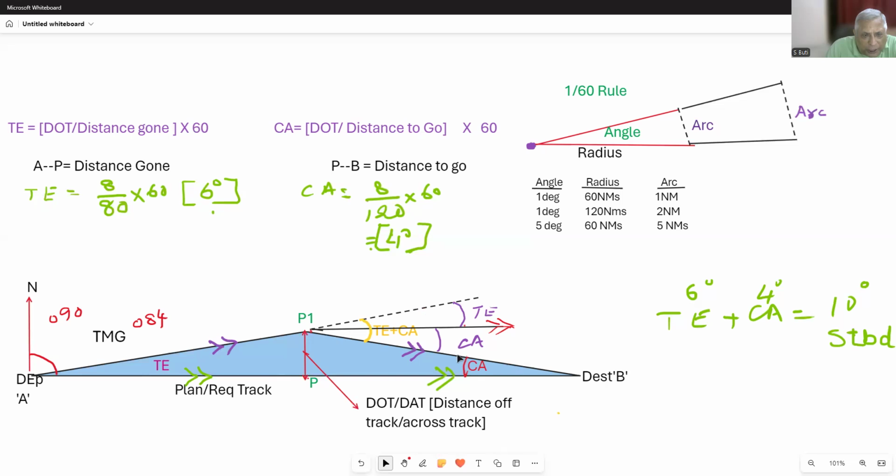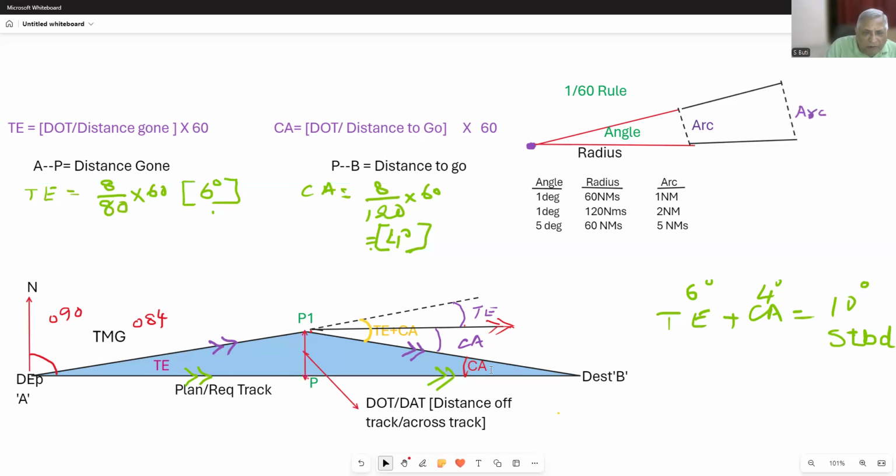If I have to regain my original track, then I must turn by an angle track error plus closing angle. And closing angle is this angle, which my new track will make with the original track. This angle is called closing angle. Well, very simple. Closing angle is also equal to distance off track, in this case 8, divided by distance to go into 60. Here it was distance gone.